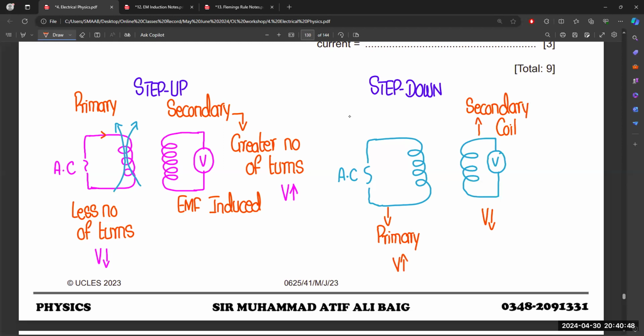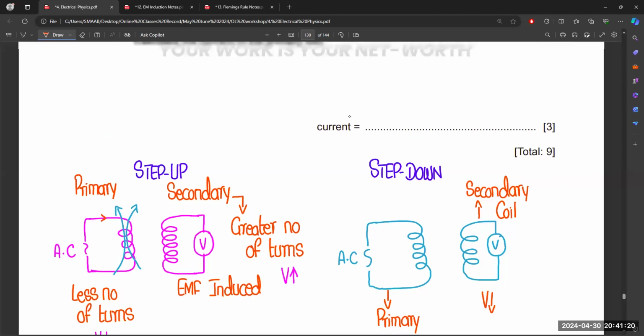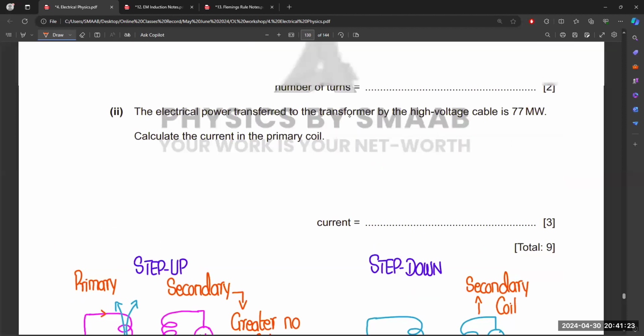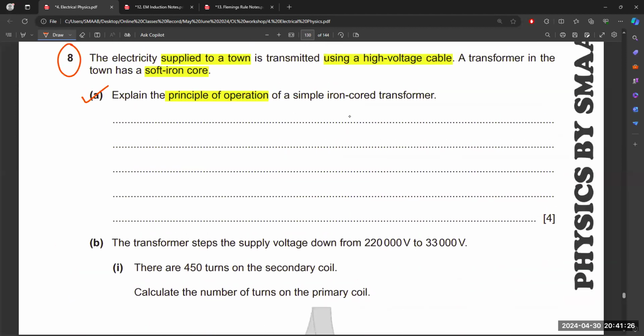So basically, when electricity transfers from the main power plant, it consists of high voltage. That's why in the question it is mentioned that the cable carries high voltage. And when it transfers to the town, in our houses we use 220 to 230 volts, but in transmission cables, thousands of volts are transferring. So basically, we use a step down transformer in our town that converts high voltage into low voltage. So this is the idea. According to this idea, we have to explain the principle of operation. The principle of operation is very simple.